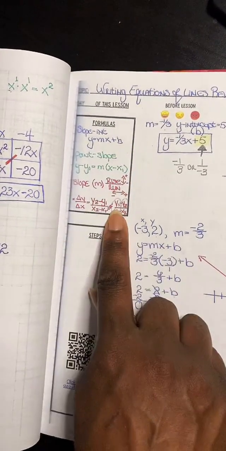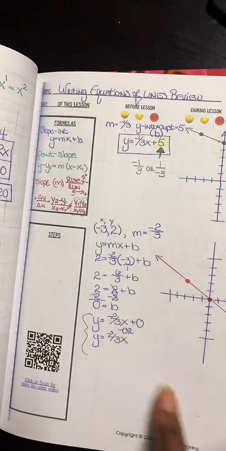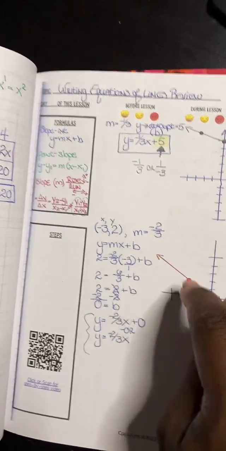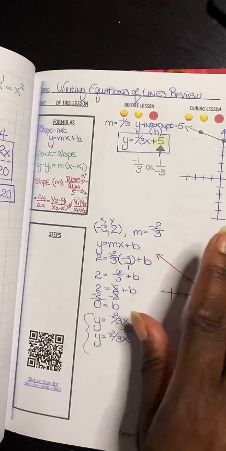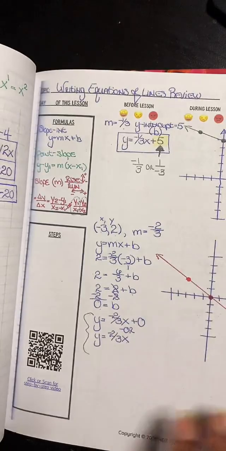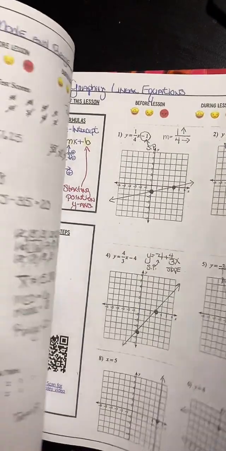So we have the formula, we have the equation, we have the graphing, and it'll show you step by step.